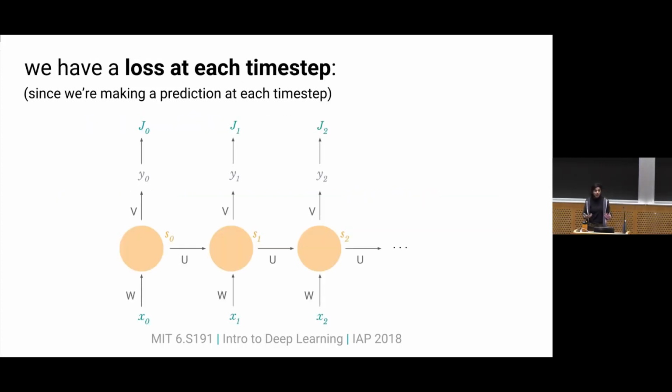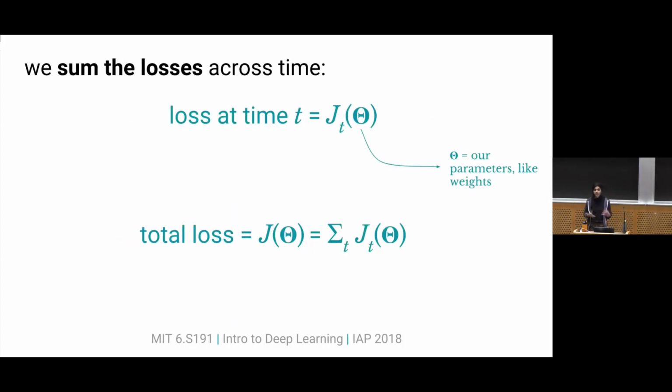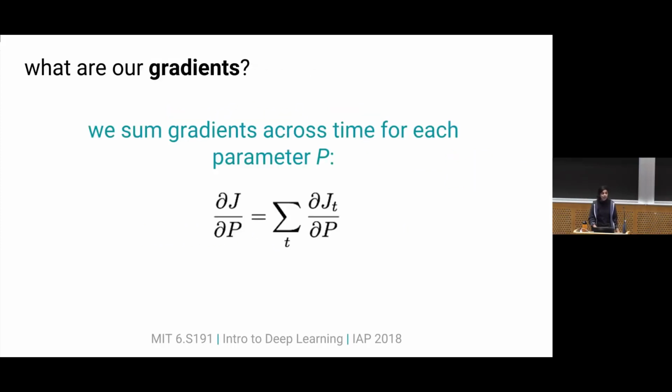So one difference with RNNs is that we have many time steps. So we can produce an output at every time step. Because we have an output at every time step, we can have a loss at every time step, rather than just one single loss at the end. And the way that we deal with this is pretty simple. The total loss is just the sum of the losses at every time step. Similarly, the total gradient is just the sum of the gradients at every time step.